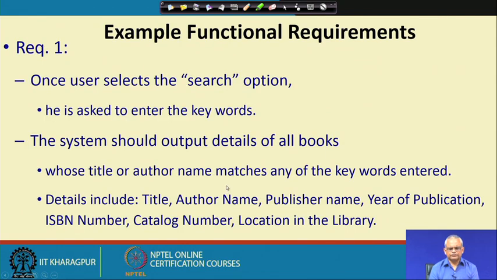Now, let us look at a few example functional requirements. We need to number the requirement and then write that once the user selects the search option, ask to enter the keywords. The system should output details of all books whose title or author match the keywords, and the details that will be output include these items: title, author name, publisher name, year of publication, etc.